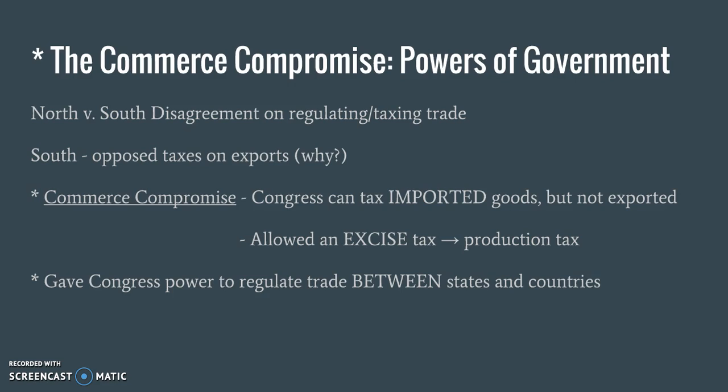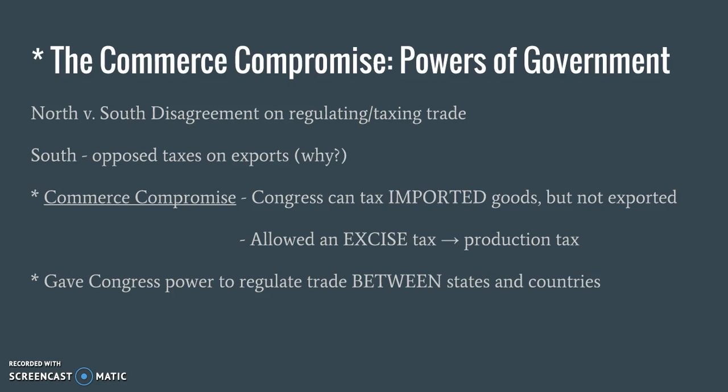Okay, so there needed to be a compromise on this because the northern states generally wanted to give Congress the power to tax imports and exports. So they reached a compromise. And in this compromise, we call it the Commerce Compromise because it deals with taxing commerce. The states agreed that Congress could tax imported goods but not exported goods.